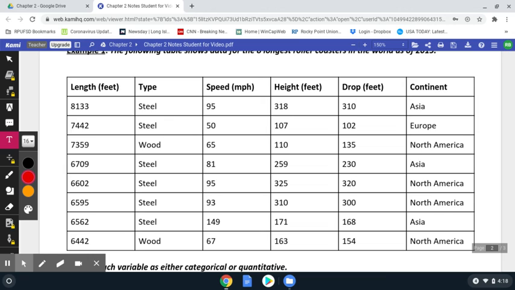So the question we want to answer is, which of these variables are categorical and which are quantitative? Why don't you pause the video and take as long as you need, a minute or 2 minutes, and look at those 6 variables and write down underneath in that space which variables you consider categorical and which you consider quantitative. And then when you're done, unpause and come back.